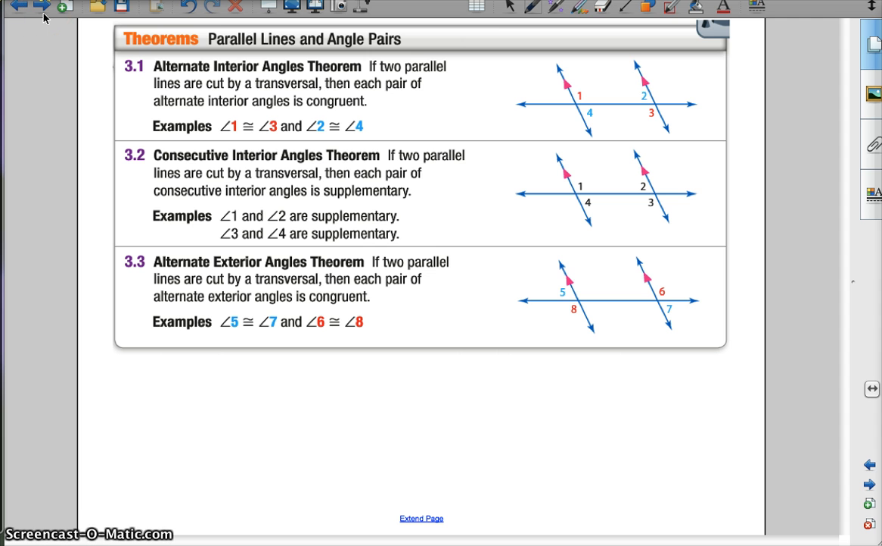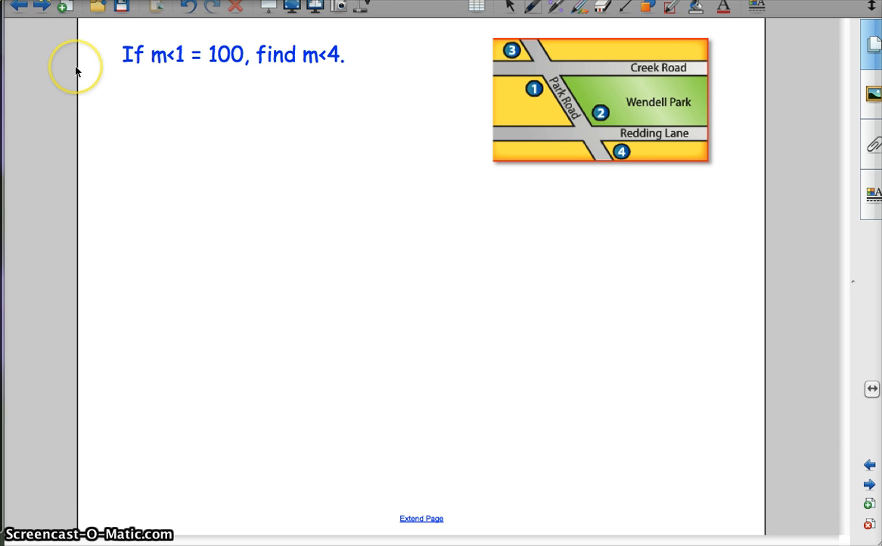Here are more theorems that you need to add to your packet. So please pause the video and write those down. Okay, now we're going to use those theorems to find the measure of angle 4.